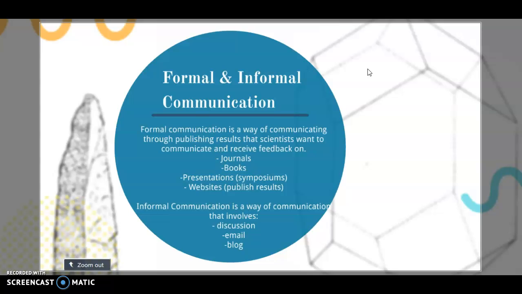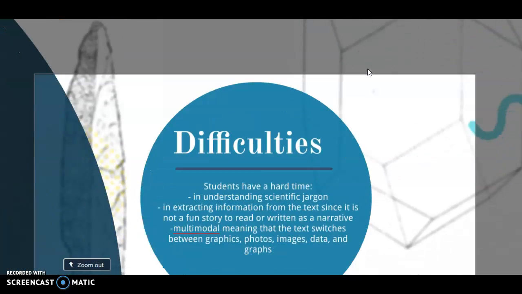Informal communication is a way of communicating that involves everyday activities such as face-to-face talking, emailing over an online platform, texting, phone calls, and blogging.